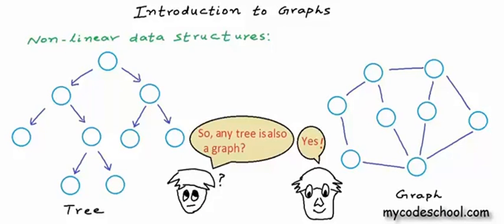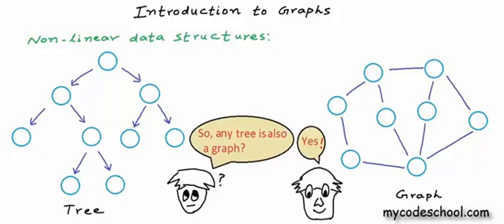Now, graph as a concept has been studied extensively in mathematics. If you have taken a course on discrete mathematics, then you must be knowing about graphs already. In computer science, we basically study and implement the same concept of graph from mathematics. The study of graphs is often referred to as graph theory.